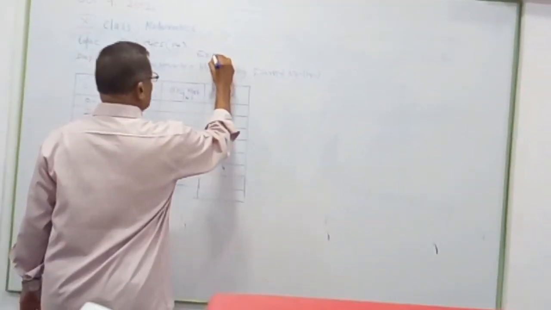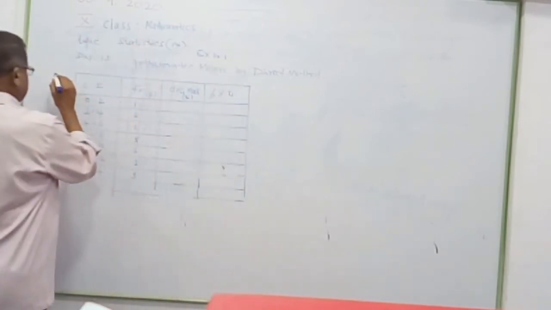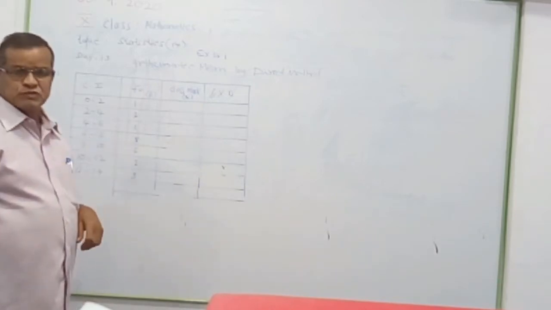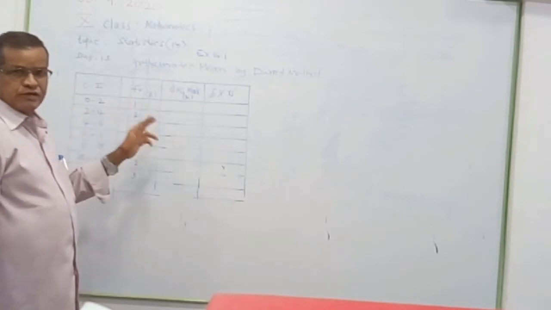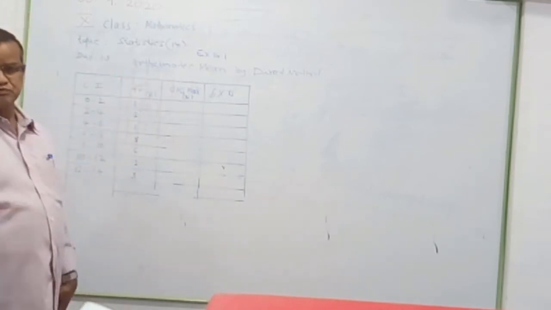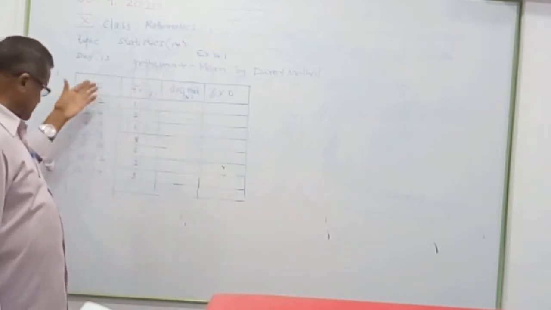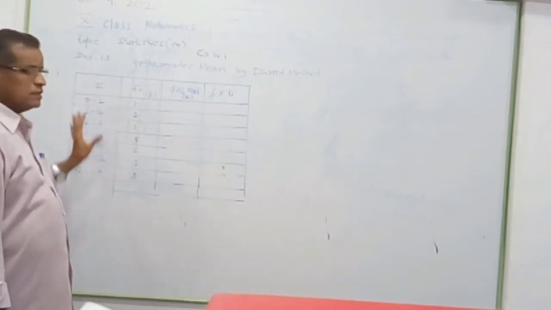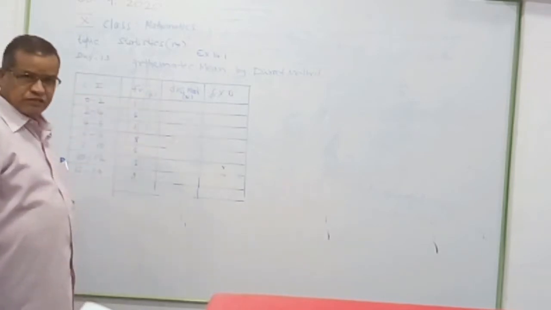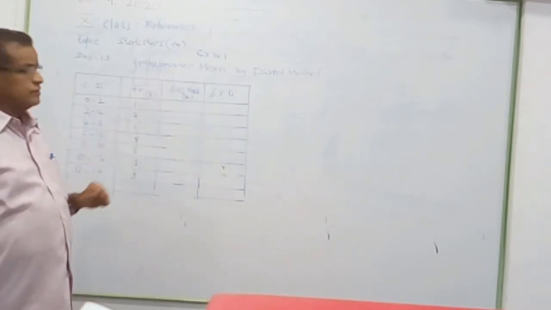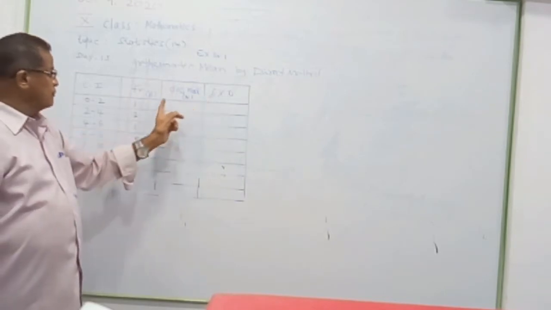Exercise 14.1, first problem. See, the problem will be given like this: class interval, frequency. It will be given in the question in horizontal form, but in calculation we take it vertical. First column is class interval, second column is frequency, third column is class mark or mid values of the class interval, and fourth column is Fi into Xm.